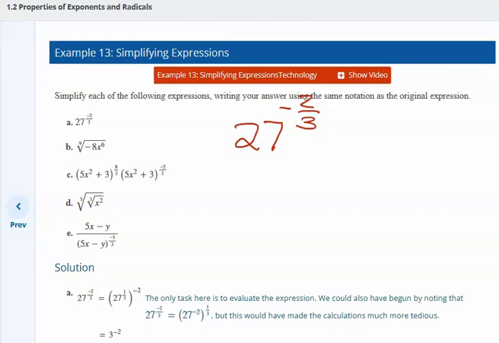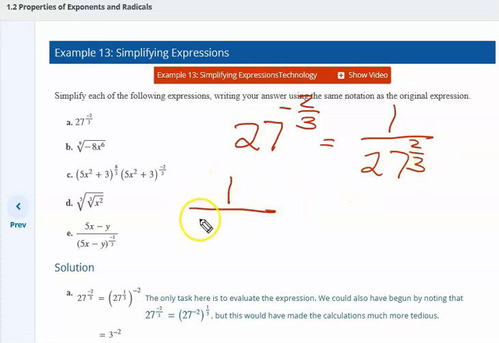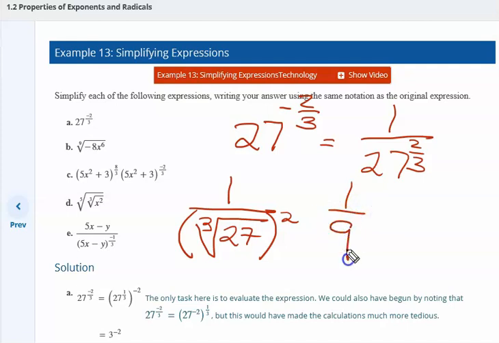We want to simplify this, so we're going to take that to the denominator as 27 to the 2/3, and now convert it to its radical form, the third root of 27, and we can use the exponent to the second power. Well, third root of 27 is 3. 3 squared is 9, so 1/9 is our answer. Wow. Okay, let's go on to the second one here.